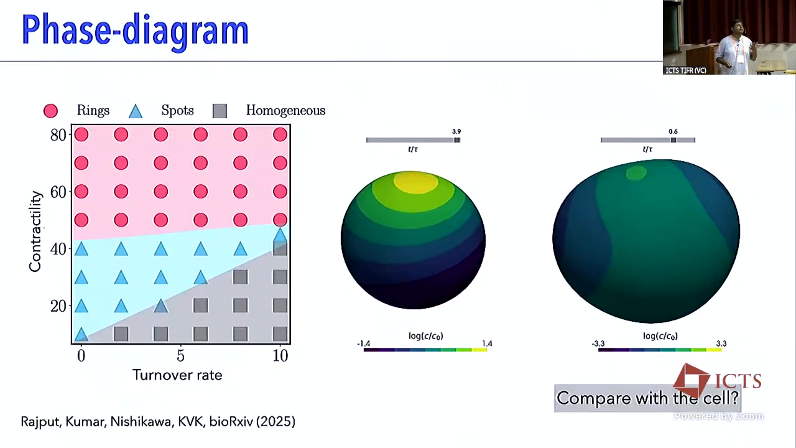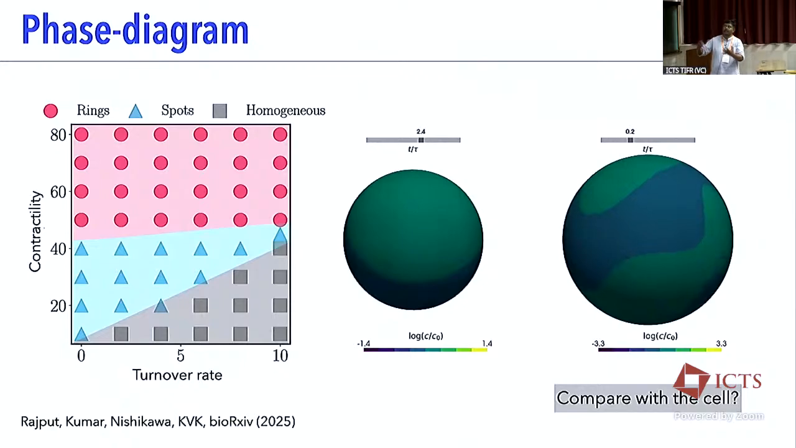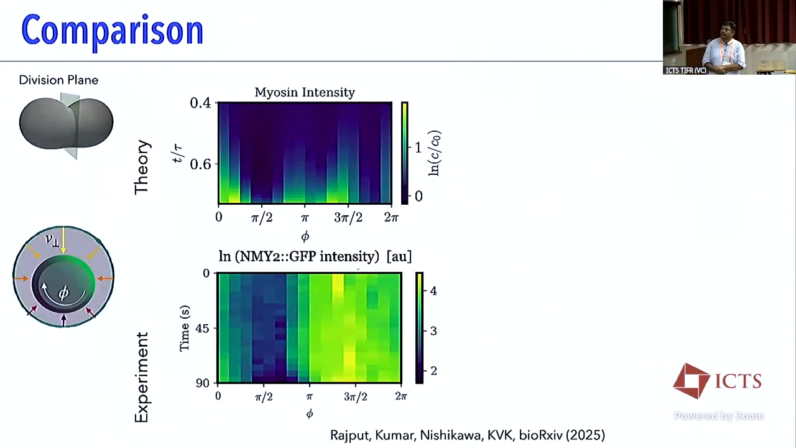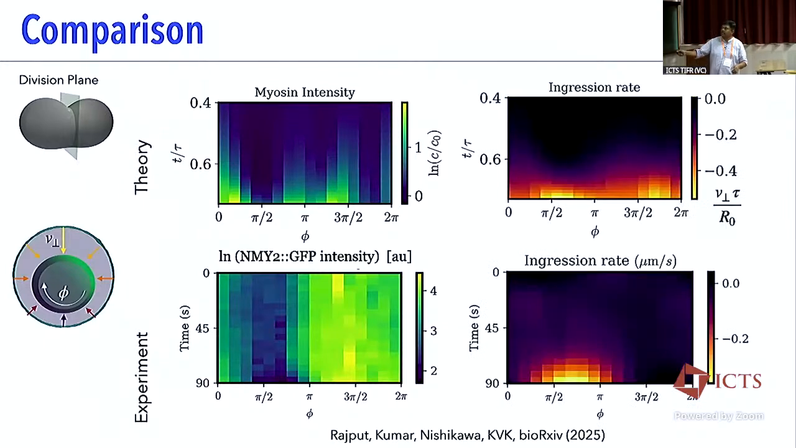But can we compare with the cell? Okay, so this is qualitative, this is nice, but does it work? Is the physics right? From the theory, in the division plane, we can look at the chymographs of myosin. So this is time going down and you see myosin increases. This is from the experiment, not very impressive. Okay. Same with the ingression rate. Again, you do see the ingression rate coming up at 2 spots in the theory, a single spot in the experiment, but you do see an ingression pattern coming up in the experiment.